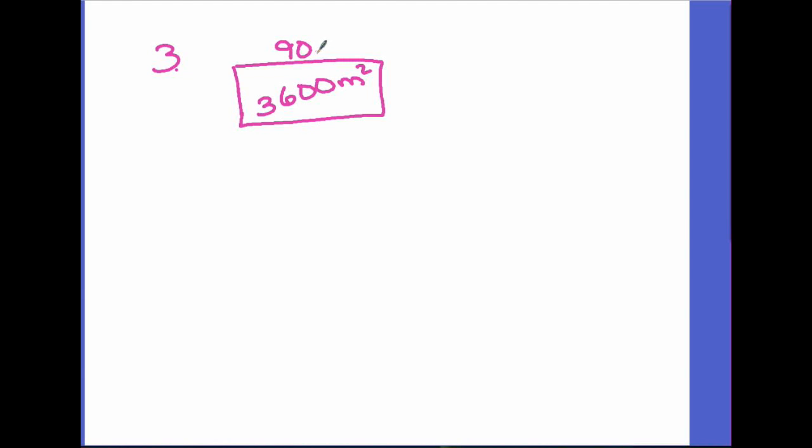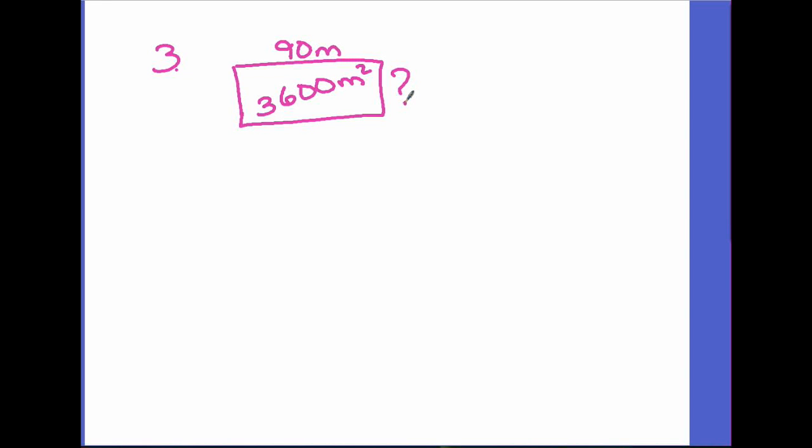Okay, look at number 3 on the problem set. It says the floor of a rectangular banquet hall has an area of 3,600 meters squared. The length is 90 meters. So first thing you need to do is draw a rectangle. And we know that this whole thing equals 3,600, and they were nice to us today. They didn't make us convert anything. So the length is 90 meters. The question is, what's the width?